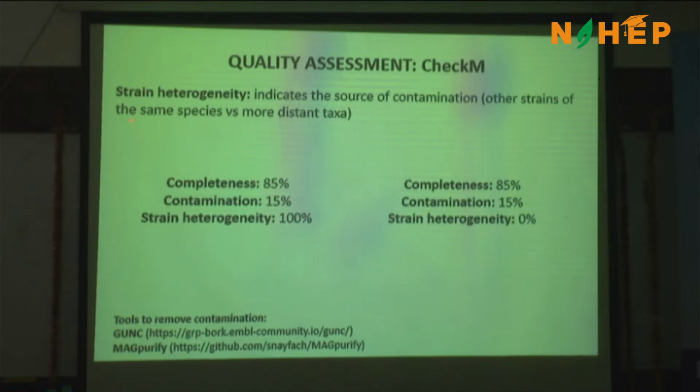Then let's check this parameter, the strain heterogeneity. It indicates the source of contamination. For example, this will tell you if there are other strains of the same species versus distant taxa. I think this parameter is quite interesting, and we should take it into account when we are looking at our bins.